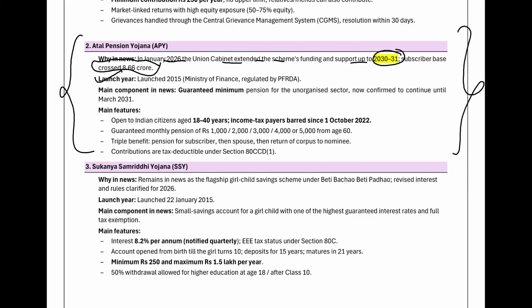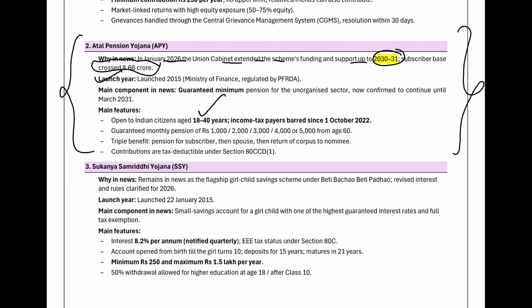Are you getting my point? मैं आपको ये सारी चीजें समझ में आ गईं? अब देखो इसकी entry. It is important for unorganized sector workers, not for organized sector. NPS है उसके लिए, and unorganized sector. Entry age क्या है? It is important. Entry age is 18 to 40 years. Between 18 to 40 years, you can have an entry in Atal Pension Yojana, right?